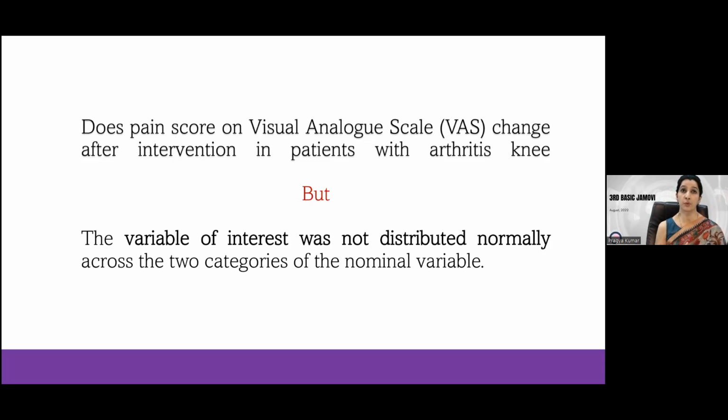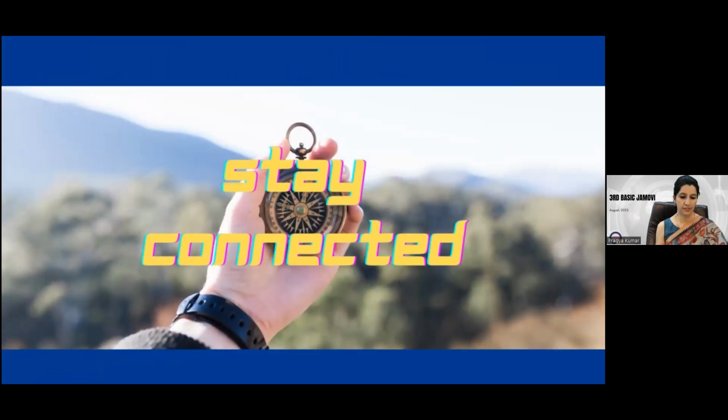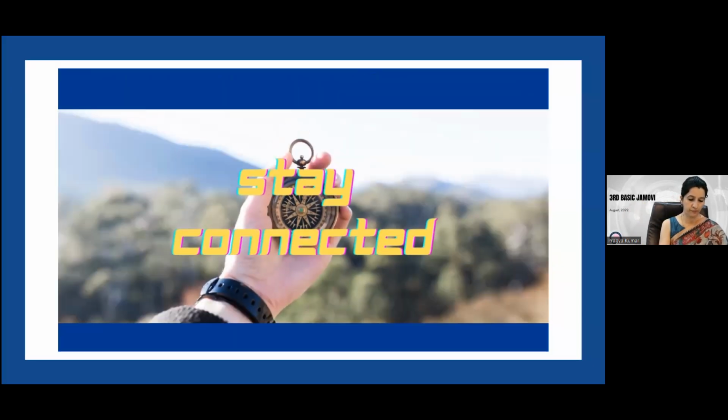So many variables of interest are known to be not normally distributed, like maybe a visual analog scale, which many a time is not normally distributed. So when you already know from descriptive analysis, because you have to perform descriptive analysis before you go for significance testing or the inferential statistics, that the variable of interest is not normally distributed, then you can plan beforehand to compare the median. So we will see how to do that in jamovi.